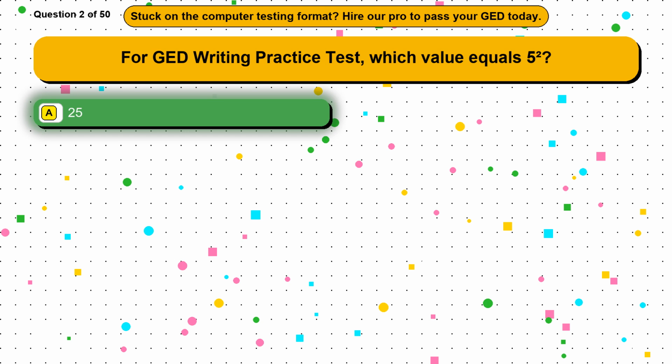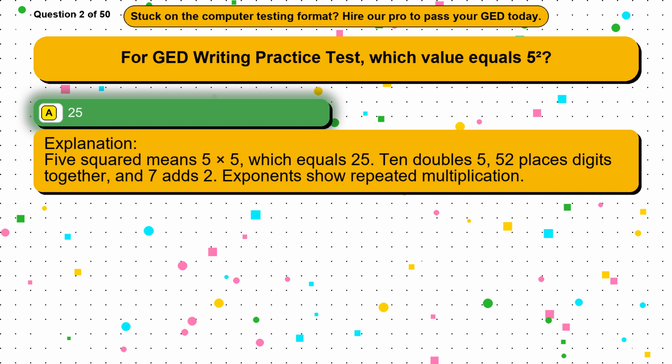25. 5 squared means 5 times 5, which equals 25. 10 doubles 5, 52 places digits together, and 7 adds 2. Exponents show repeated multiplication.